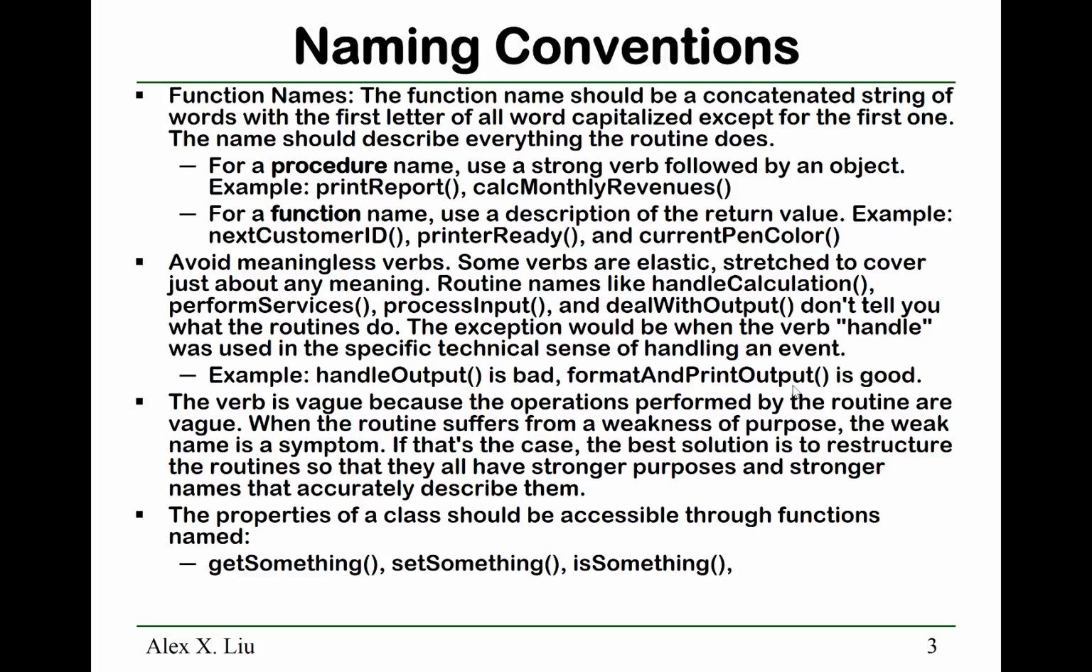The properties of a class should be accessible through get functions and set functions, and also through "is" functions. For example, you check whether your stack is full or not with isFull, or is empty or not with isEmpty. That will return a Boolean value.